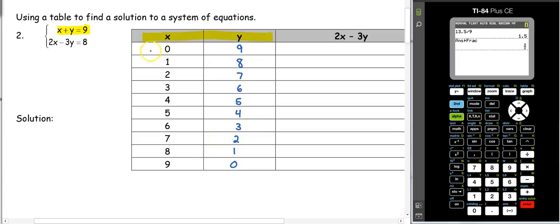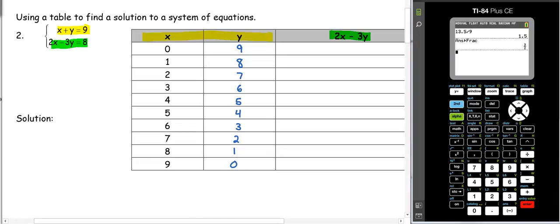So notice that the x's are going up from 0 all the way to 9, which means that the y's are going to go in reverse. They're going to go down from 9 to 0. So that's another way to help us fill in our table. So now we're going to figure out which of these rows will equal 8. So remember that the second equation is represented by the third column. So we need to work until we find an equation where we substitute the numbers and we get it equal to 8.